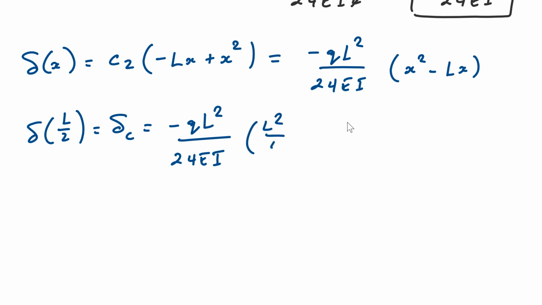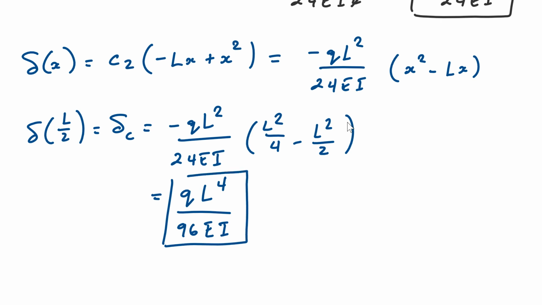going to be L squared over 4 minus L squared over 2. And just a little bit more, this is going to be L squared over 2 is 2L squared over 4. So L squared over 4 minus 2L squared over 4 is negative L squared over 4. So this is going to give us QL to the 4th over 96 EI. Okay? And that's our answer, ladies and gentlemen.